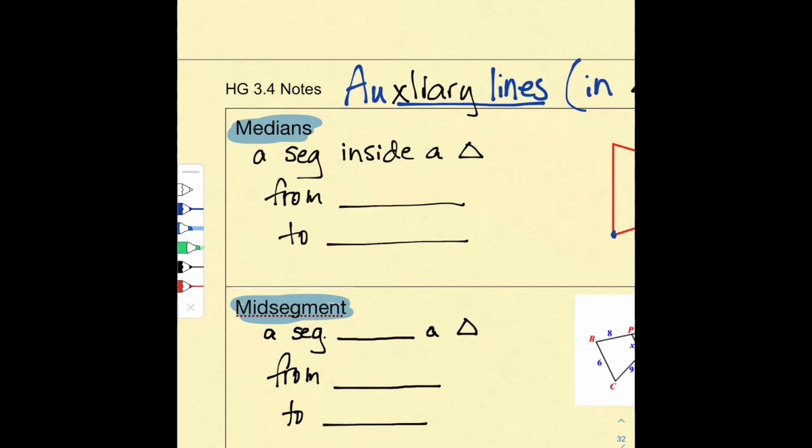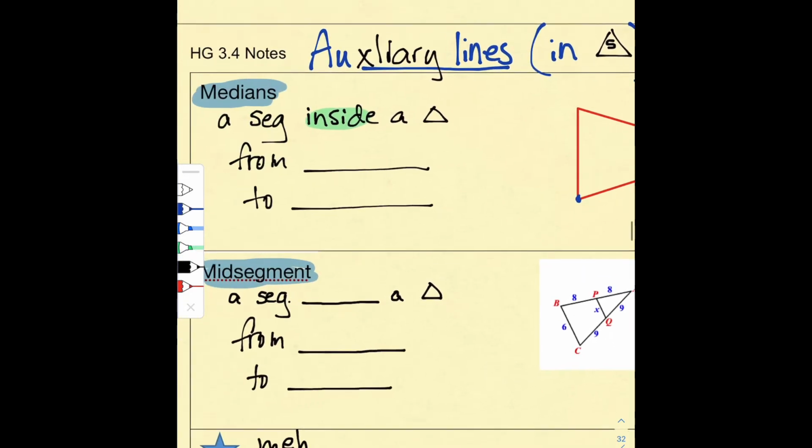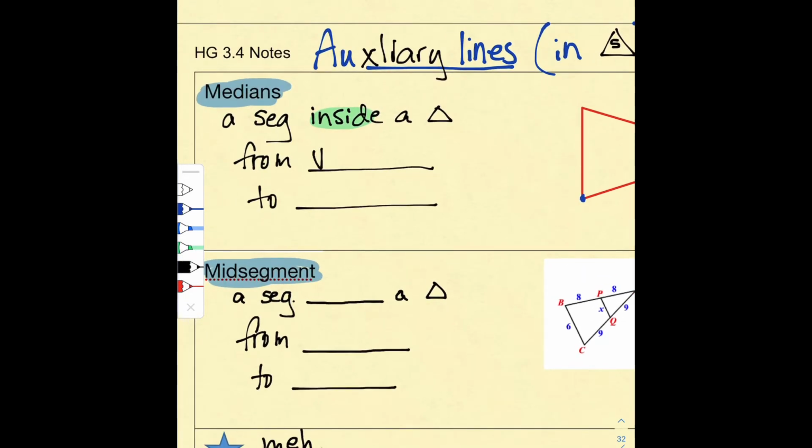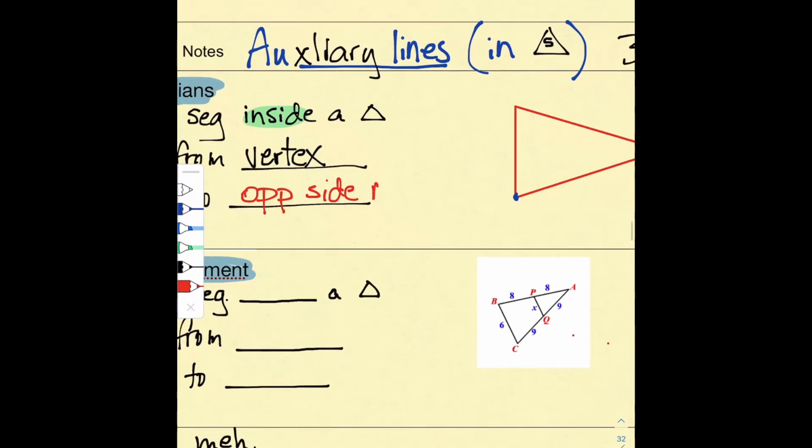First of all, there's medians. First thing to note about a median is that it's inside of a triangle. So it goes from a vertex to the opposite side, specifically the midpoint.